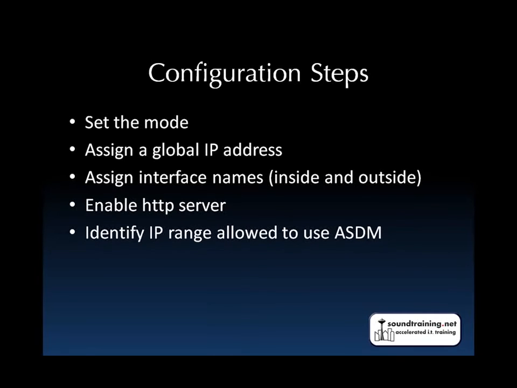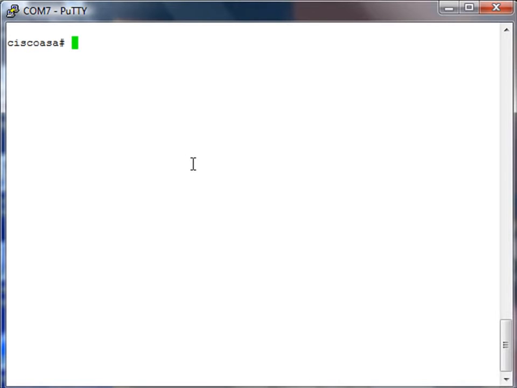So let's go ahead and configure the ASA in transparent mode. I'm going to use PuTTY to do the configuration in the command line. If you're not using PuTTY, I strongly recommend it. It's free and it's a great tool.